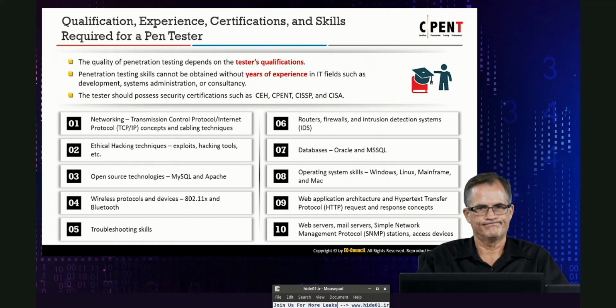Troubleshooting, of course, routers, firewalls, databases, operating systems, it continues. We keep needing these things all the time, right? We have to maintain our currency. Web applications, HTTP, HTTPS, you got to understand the different operating systems. It's Unix and Linux, Mac, Windows. All these are skill sets you have to maintain.